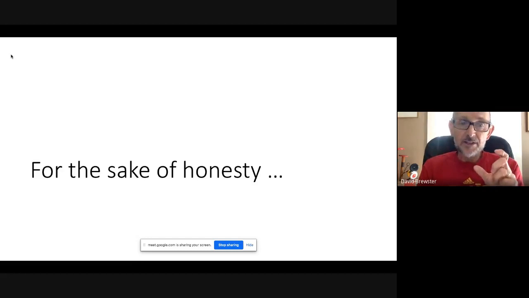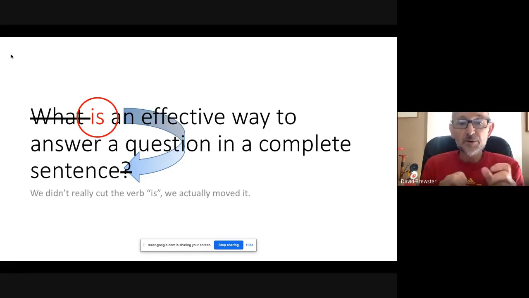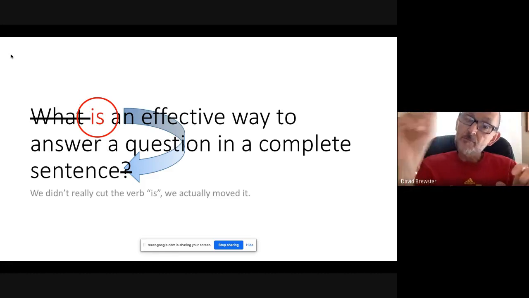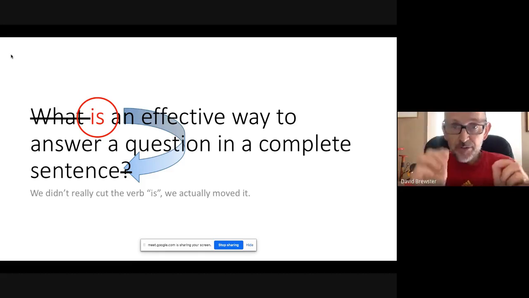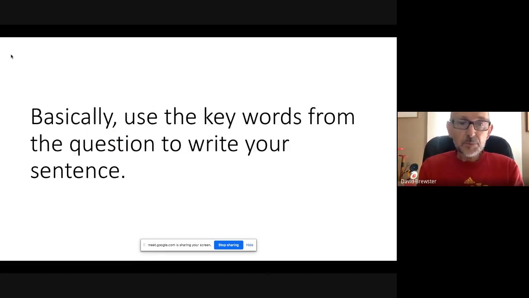So for the sake of honesty, I didn't really cut that verb, is. I crossed it out before. I just moved it, right? So I took it from where it was towards the beginning of the sentence, and I moved it towards the end. So I got rid of what, which is a real question word, right? If someone says to you, what? And so it's like a real question. So I got rid of the question word, what, the question mark, that curly thing at the end of the sentence with a period underneath it, and I moved the is. So that's actually what I did.